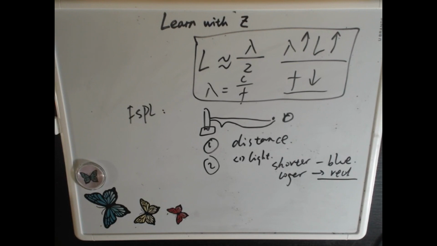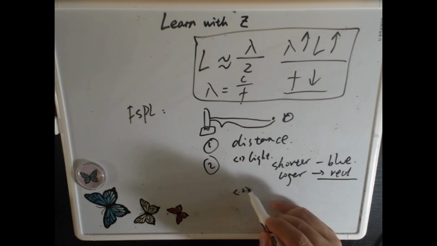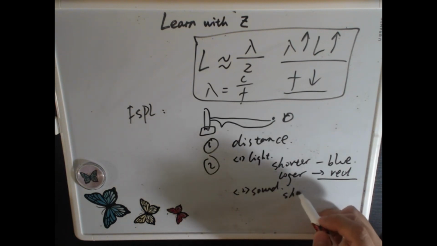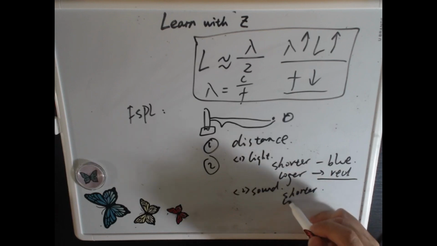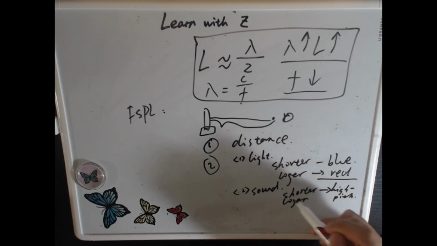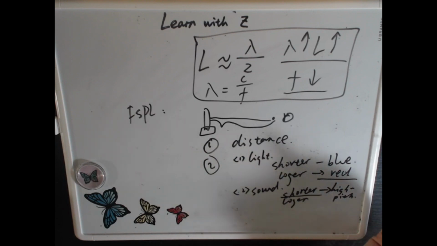For sound, shorter wavelengths, longer wavelengths. Shorter wavelengths will have high pitch, like do, re, mi, fa, sol have a higher pitch. Because shorter wavelength means higher frequency. A higher frequency means higher pitch.